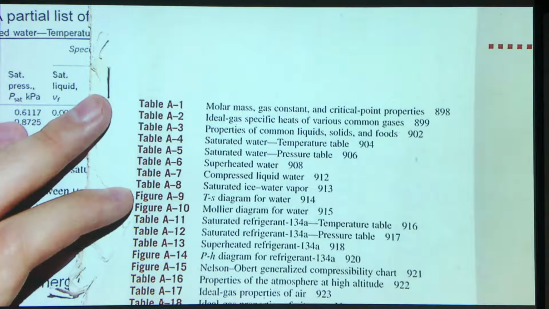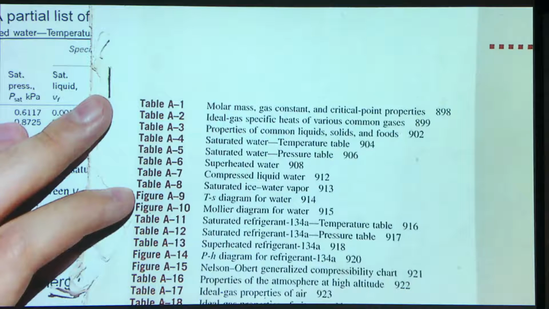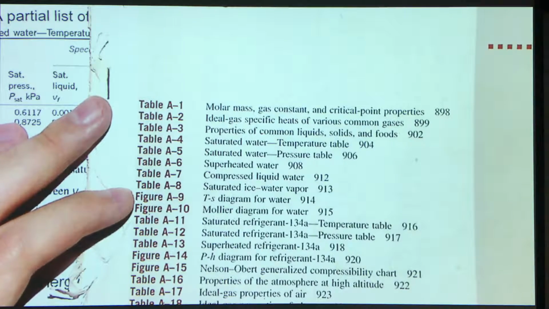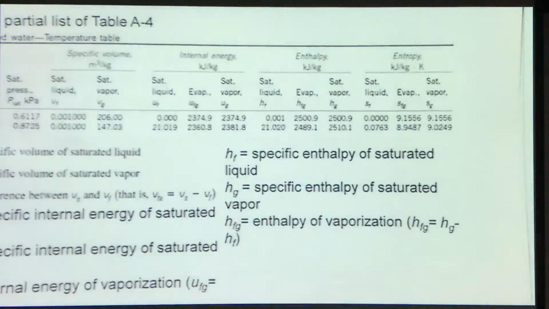For table A17, is the ideal gas properties of air. You can get the values such as the specific internal energy and other properties. Okay, I will explain the use of those tables in the subsequent chapters, and some of them in this chapter. Okay, so let's see a partial list of table A4.